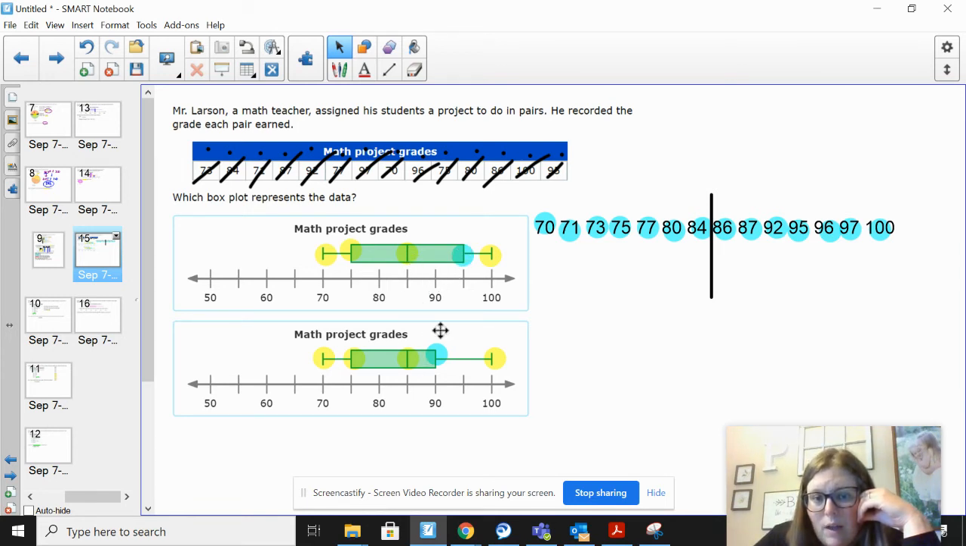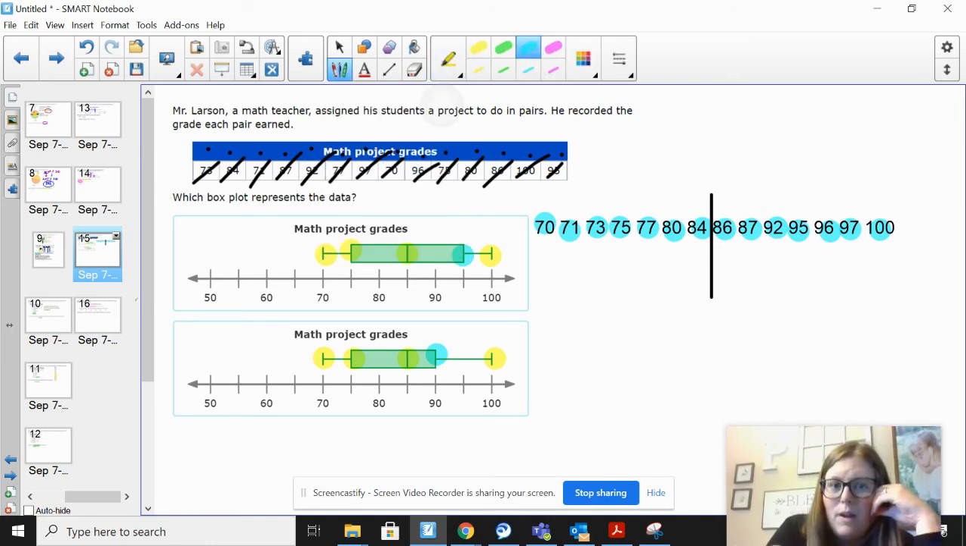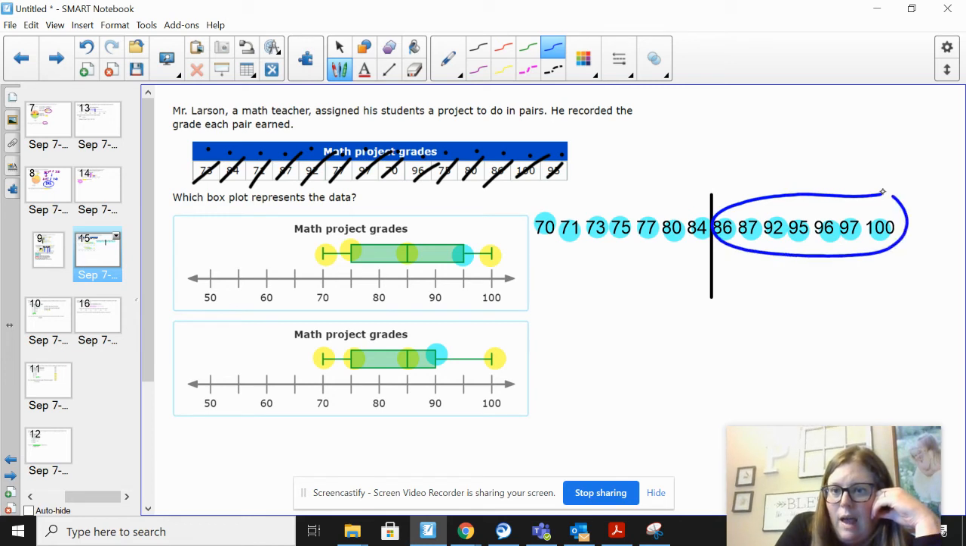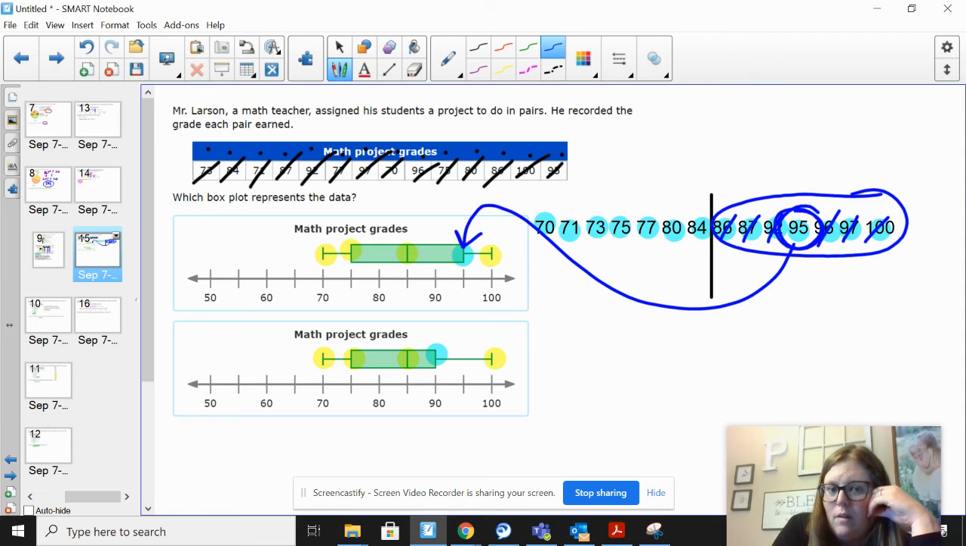So we're looking at, okay, what's our upper quartile? So if you look at this set of numbers right here on the right, I want to know what the middle number is. So my middle number on the right is 95. So that's my upper quartile. This is the winner. I would click this box.